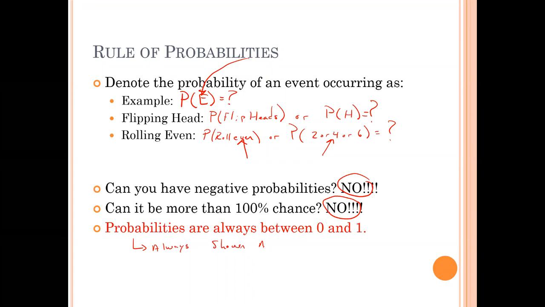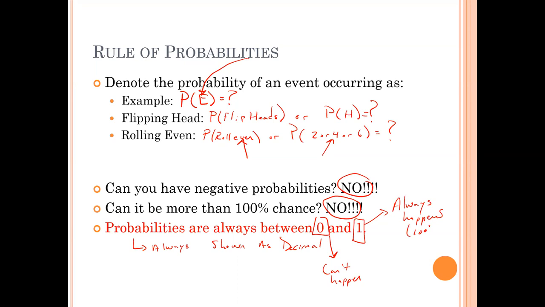All right, so a probability of 0 means it can't happen. What do you think a probability of 1 means? It will always happen. Like it's going to happen 100% of the time. Think of 1 as 100%, if that helps, okay? And 0 as 0%, okay?